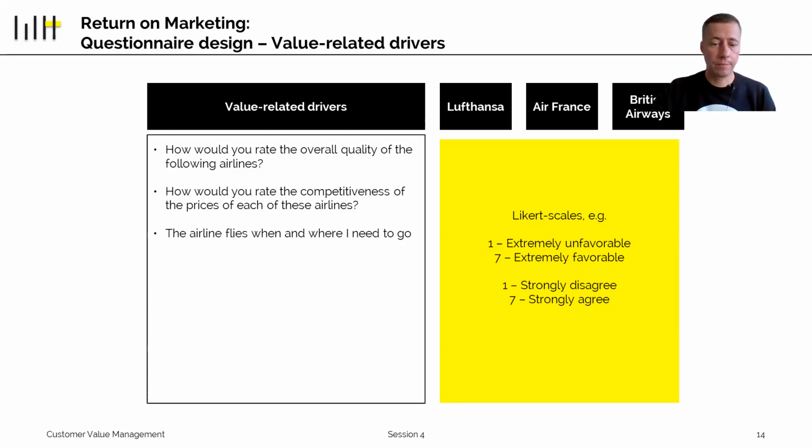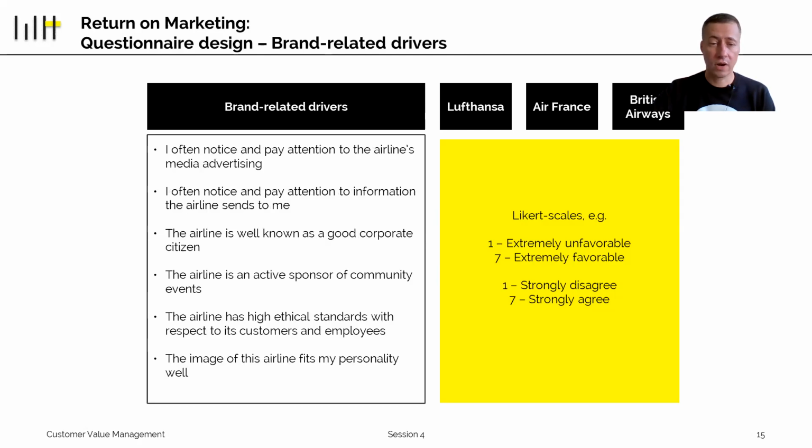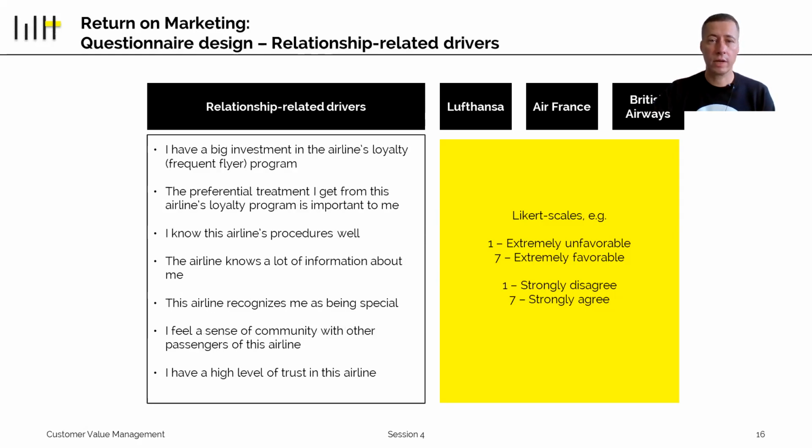You do exactly the same for the brand-related drivers, whether people pay attention to advertising, whether they think the airline is a good corporate citizen, and for relationship-related drivers. And what you will end up with is something that you can imagine like a big Excel sheet. For each customer, you know the size of wallet, you know the share of wallet that the customer allocates to each of the 3 brands, and you know how the customer evaluates each of these 3 brands along all the drivers. And now it is relatively straightforward to relate the drivers to the share of wallet.